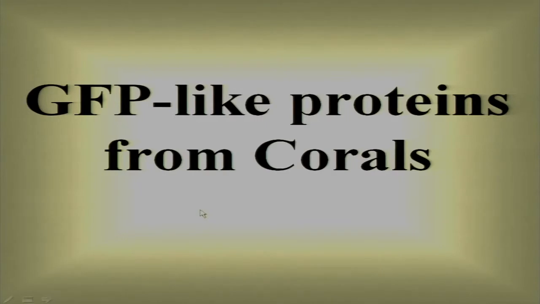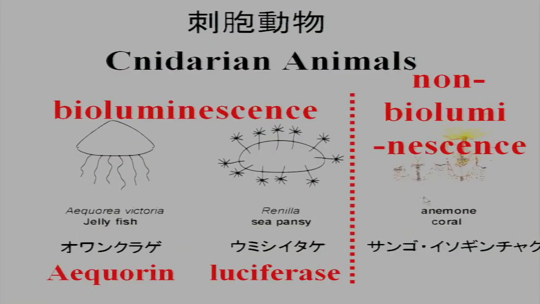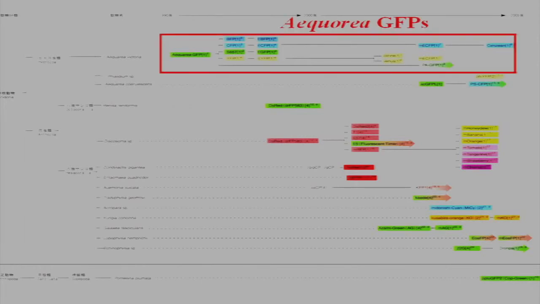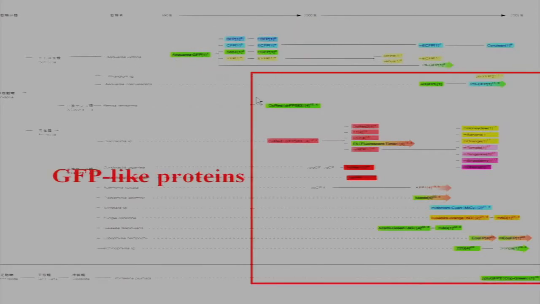Okay. But so far, both CFP and YFP come from Aequorea victoria, and not only the jellyfish, but some other cnidarian animals can produce fluorescent proteins. And now we researchers can use a huge number of fluorescent proteins, the Aequorea GFPs from Aequorea victoria, and GFP-like proteins from other animals, mainly coral animals, corals.